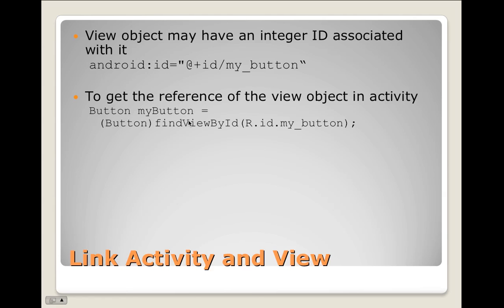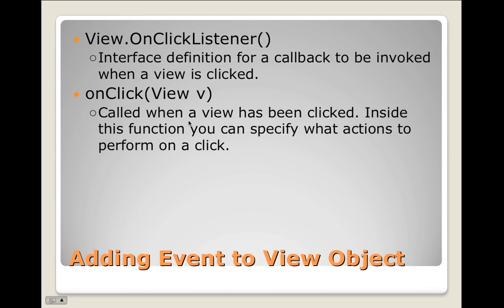So here's the link activity in the view. And then we add the event to the view object itself, the on-click listener, which is what we've seen already. So in terms of what we're building, it's just that basic little web page interface from the beginning slide. If we go view.onClickListener, that takes our interface definition for the callback to be invoked when the view is clicked.